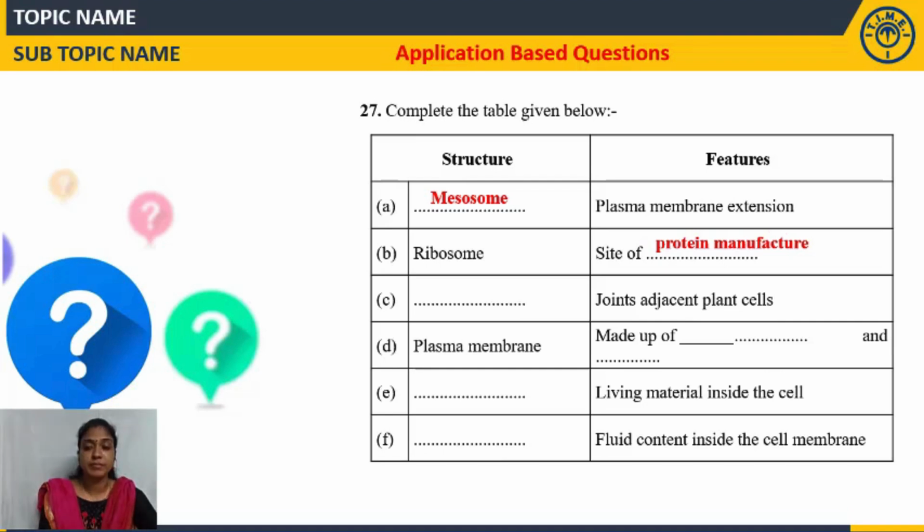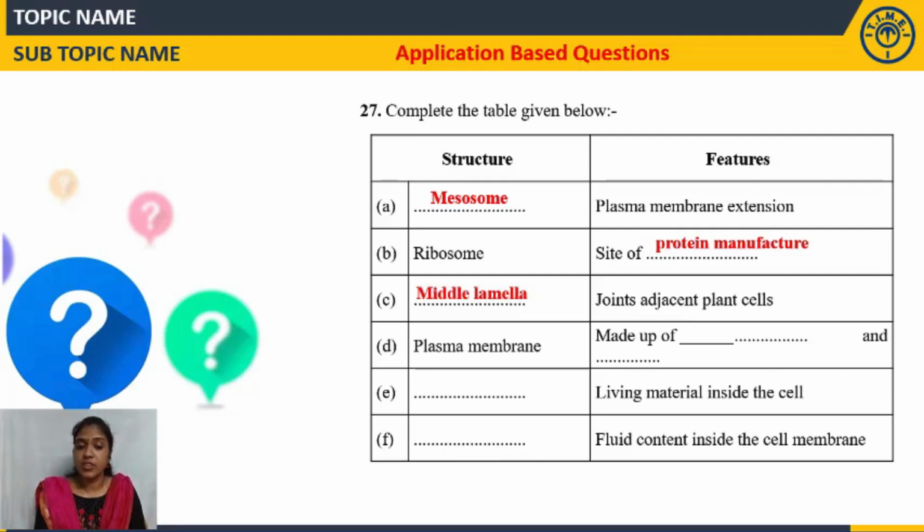Then, feature is given, joins adjacent plant cells. So, in a plant cell, which is the cementing substance or the jelly-like substance which cements or joins adjacent plant cells? Yes, what is that? The name? That is middle lamella. Middle lamella means from the name itself you can recognize its function. That is, it is present in the middle or in between two cells. Okay, so it is middle lamella which joins adjacent plant cells. Then, yes, our assumption is correct.